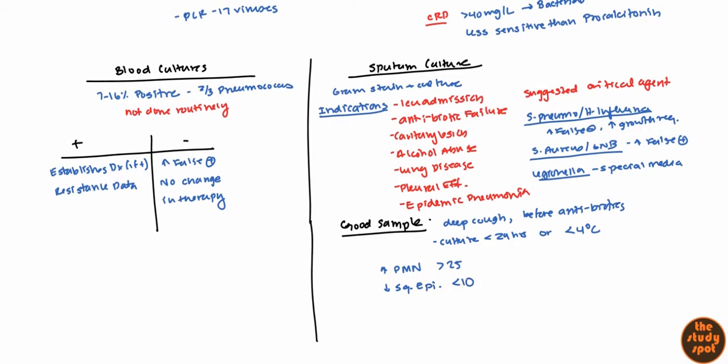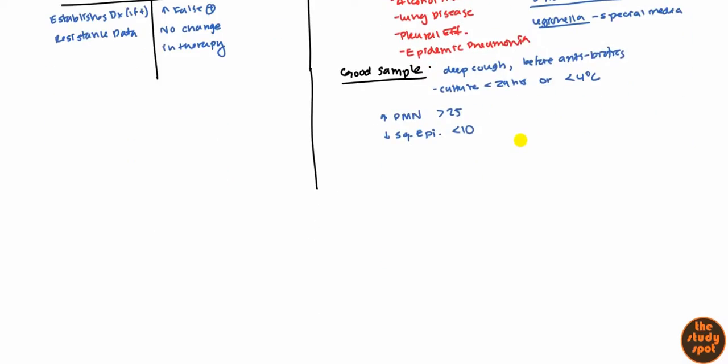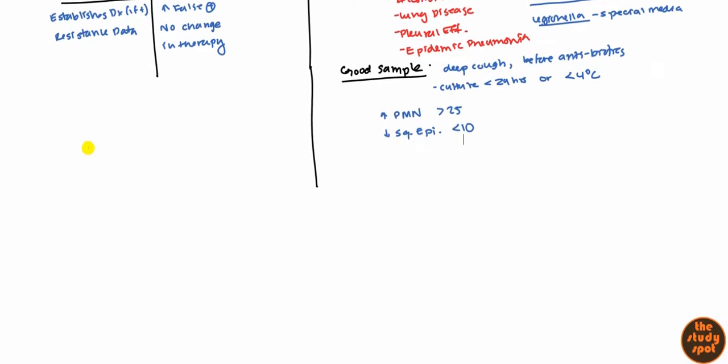Now, in order to consider a sample culturable, you should see greater than 25 neutrophils. So that means you got a good sample, and you should see fewer squamous epithelial cells, because that just means you caught a lot of commensals. So if you have any of these problems, then you can't use the sample. It's pretty much useless. Okay.